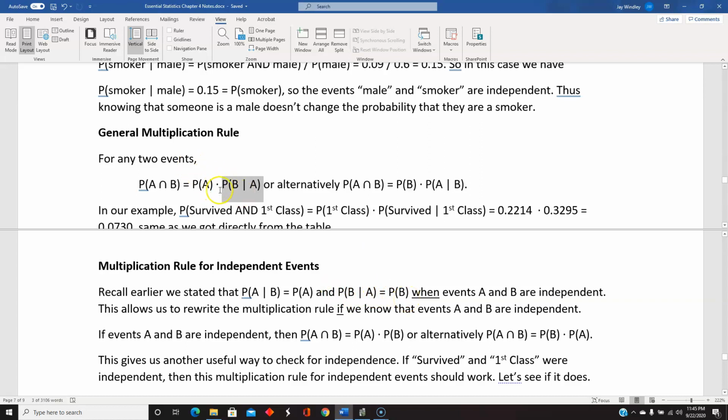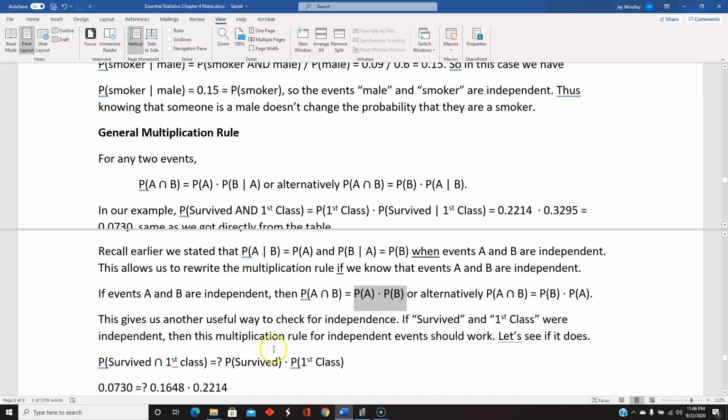So in this multiplication problem, instead of saying the probability of A times the probability of B given A, we can just say the probability of A times the probability of B, because the probability of B given A is the probability of B when the two events are independent. And of course, it doesn't matter what order you do that multiplication in. So this is very useful when we are told that events are independent, but it's also a useful way to check if two events are independent.